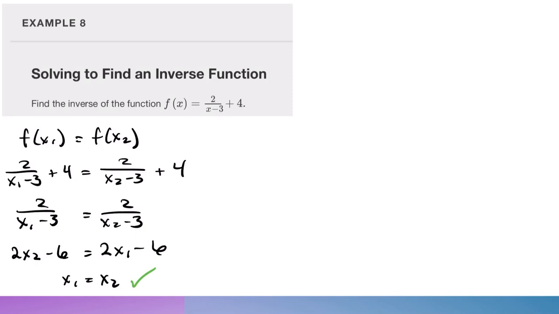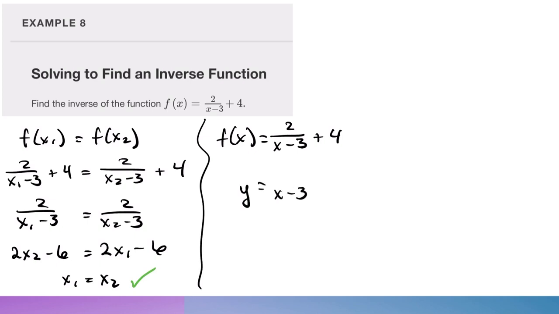Okay. So I'll keep working about here. If the original is f of x equals x minus 3 under 2 plus 4, we replace f of x with y, x minus 3 under 2 plus 4. We switch the places of x and y, so all x's and y's switch places. So now we're going to have x equals y minus 3 under 2 plus 4. Okay. So now we solve for y.